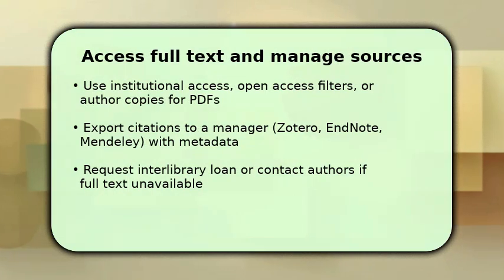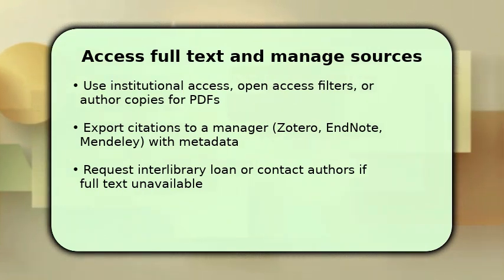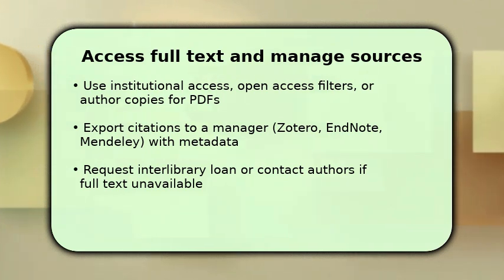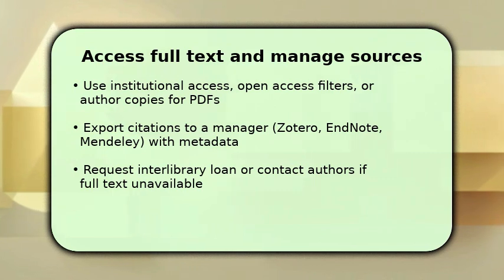Finally, secure the full text. Use your institution's subscriptions, toggle open access filters, or search for author-posted PDFs on repositories. Export accurate citations and PDFs into a citation manager and tag them by topic so you can retrieve them quickly. If a paper is paywalled, request it via interlibrary loan or email the author politely.